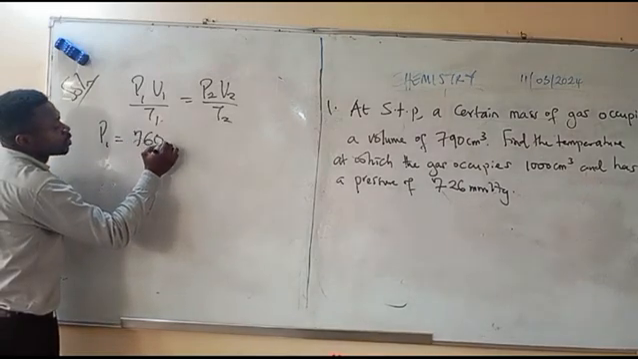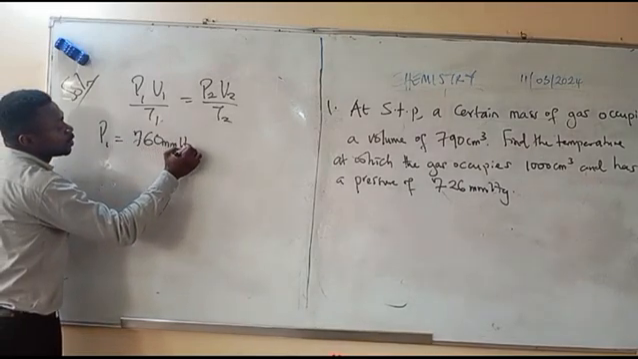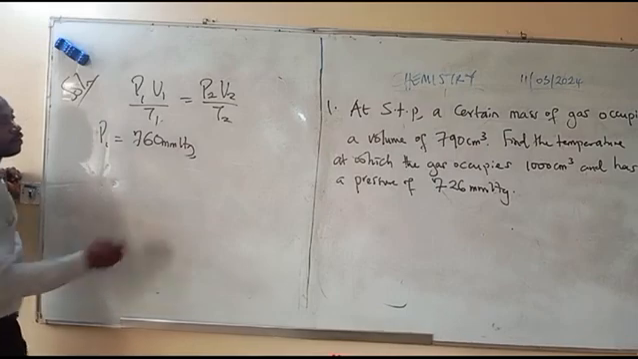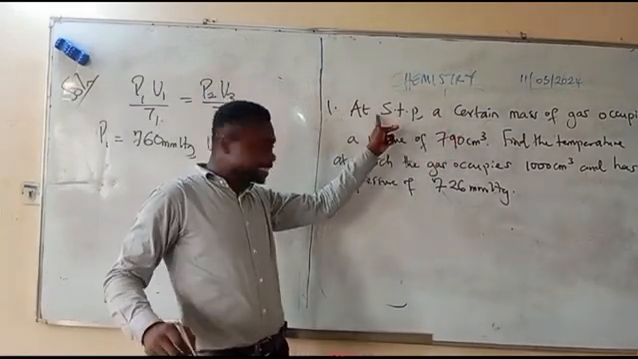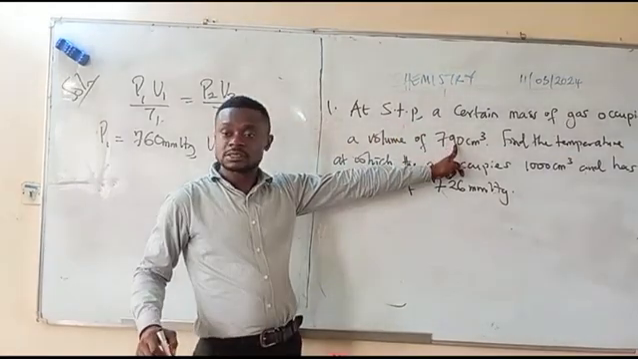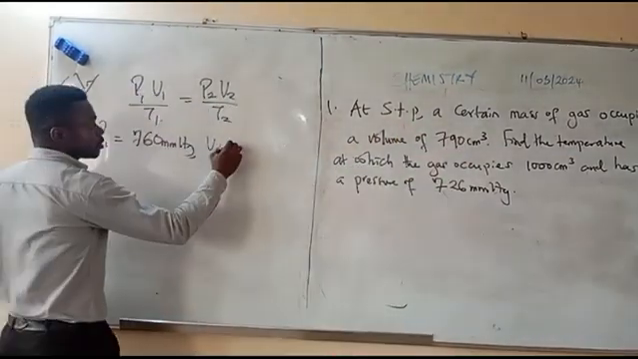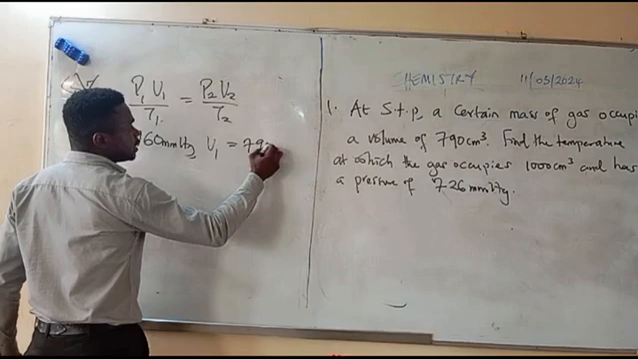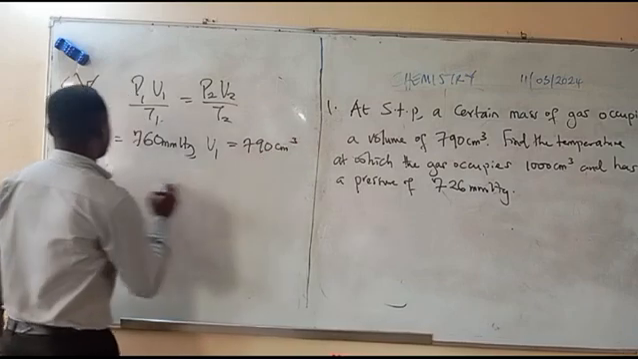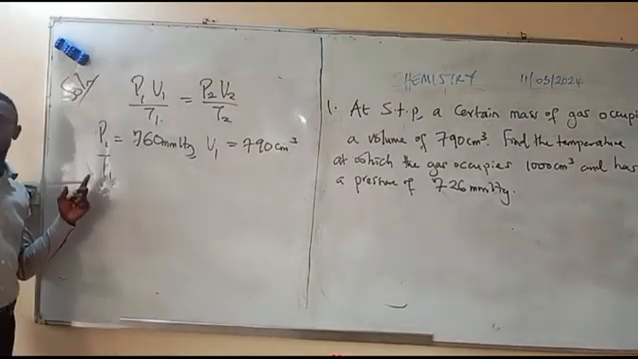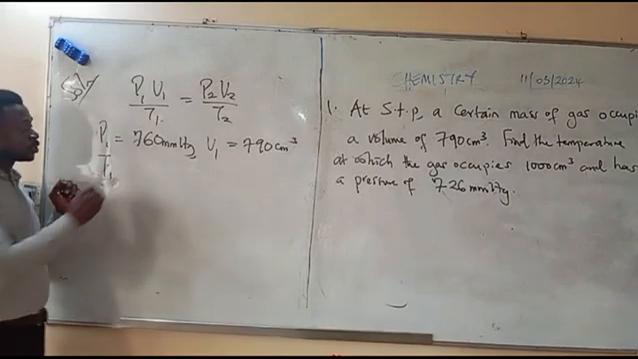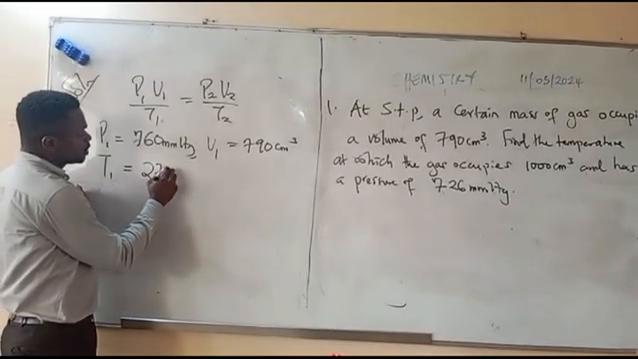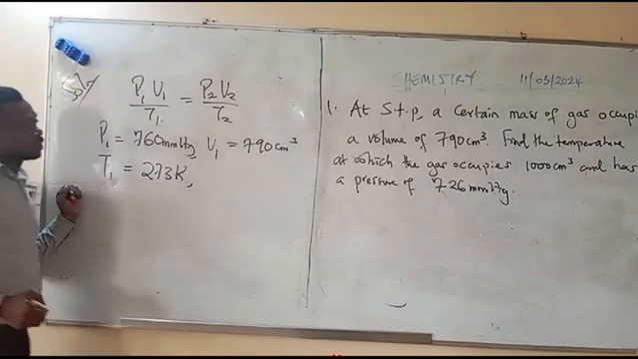760 what? Millimeter mercury. V1 is this volume. Remember they say at STP the volume is what? 790, so the volume should be 790 cm³. Then the standard temperature is what? 273 Kelvin. We are done with 1.